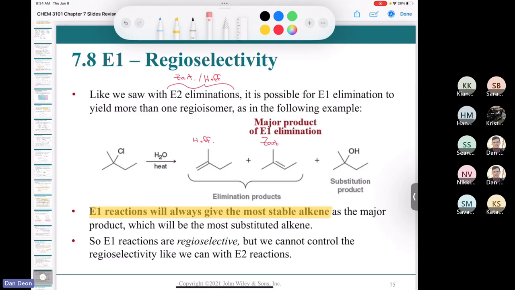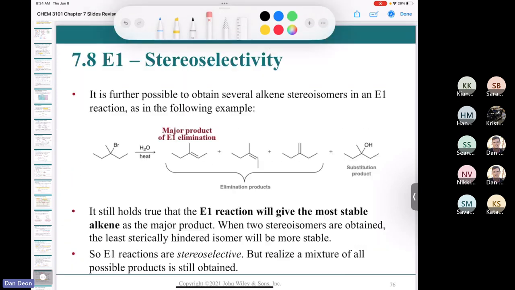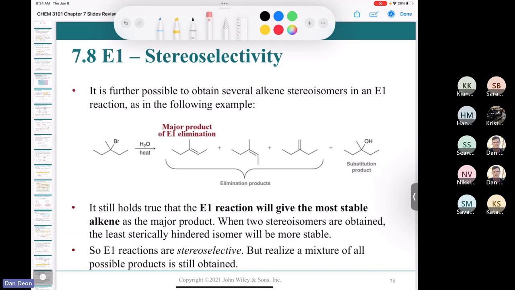Okay, so now that we've covered regioselectivity, we've got to take a look at stereoselectivity. So stereoselectivity basically means when you're forming these alkenes, are you going to get cis or trans? So cis versus trans for your E1 products. Okay, so let's take a look at this. You see this product is tri-substituted, as is this one. Maybe I'll put a box around them. These two here, both tri-substituted. So why is the one on the left the major product?